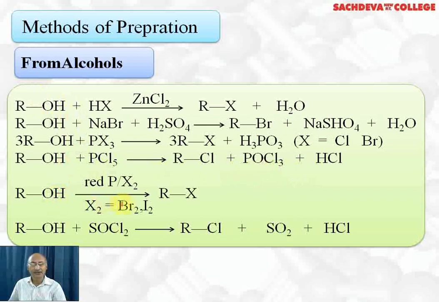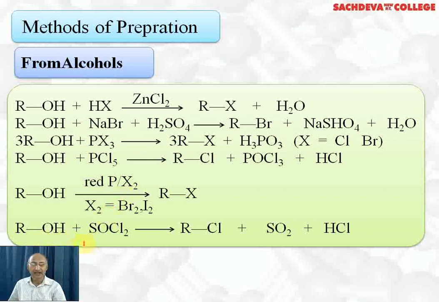If you want to prepare bromide and iodide, the best method is to use red phosphorus and bromine, or red phosphorus and iodine. So ROH reacts with red phosphorus and iodine to give alkyl halide, especially alkyl bromide and alkyl iodide. This is quite a suitable method. Now PI3 is unstable, so we prepare it in the reaction mixture itself. It is called in situ. Situ means in the reaction mixture itself.